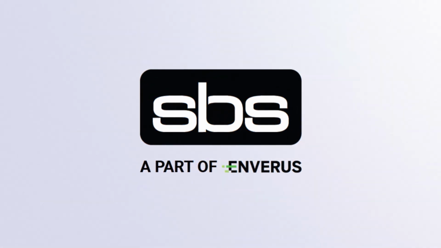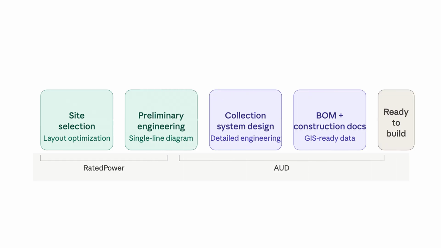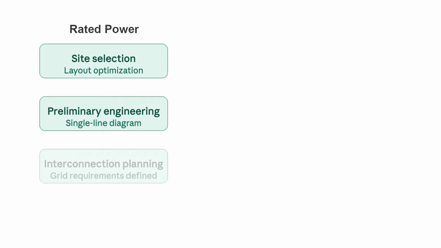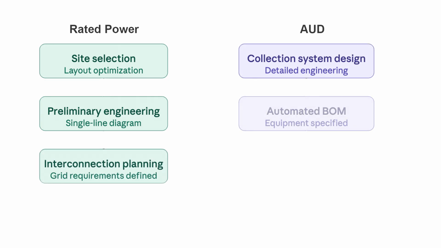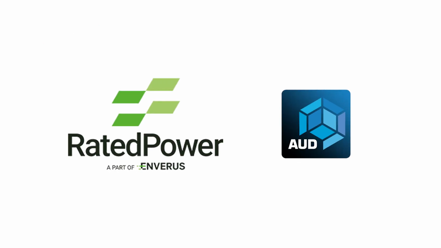Taking a solar or BESS project from site selection to a ready-to-build package involves a lot of moving pieces: layout optimization, interconnection planning, collection system design, equipment specifications, construction documentation. In this demo, you'll see how RatedPower and AUD work together to cover that full journey.